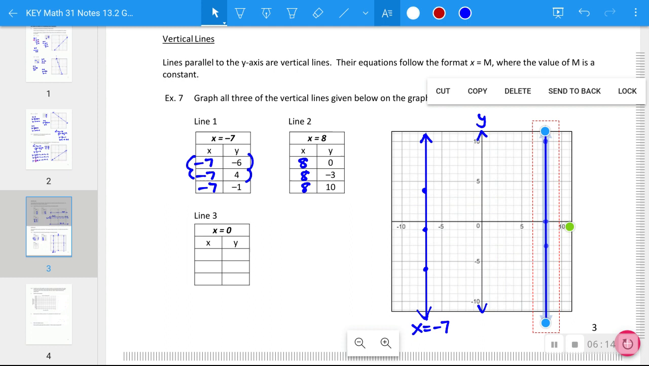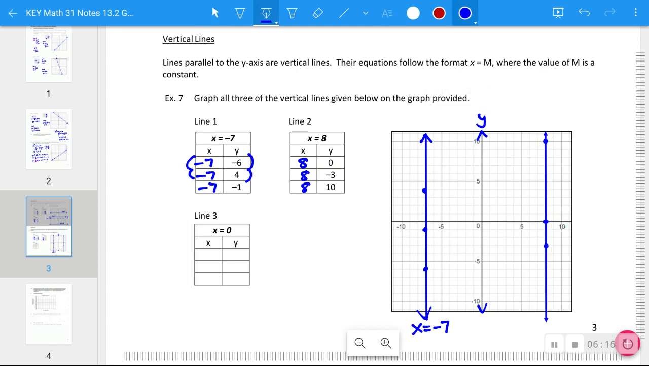So it doesn't take long, and you realize that all vertical lines have this format, x equals, in this case, x equals 8. Since 8 in the x direction means 8 to the right, you can think of this as being a line that shifts over 8 to the right.